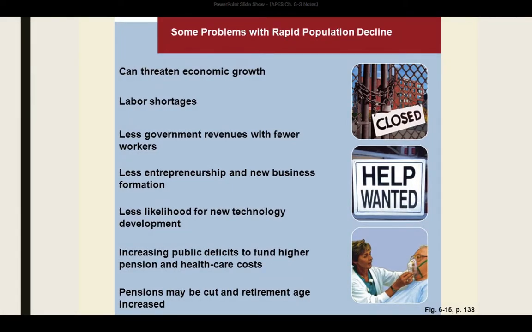This figure lists some of the problems associated with rapid population decline. Countries currently faced with rapidly declining populations include Japan, Russia, Germany, Bulgaria, Hungary, Ukraine, Siberia, Greece, Portugal, and Italy. Some problems with rapid population decline could include the threat to economic growth, labor shortages, less government revenue with fewer workers, less entrepreneurship and new business formation, less likelihood of new technology development, increasing public deficits to fund higher pension and healthcare costs, and pensions that may be cut and retirement age increased.